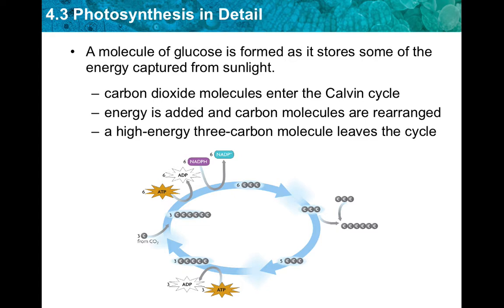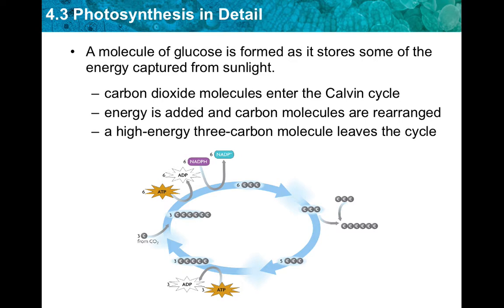After two 3 carbon molecules have exited, they form one 6 carbon molecule, or C6H12O6, which is also known as glucose. Then 3 carbon molecules are recycled.